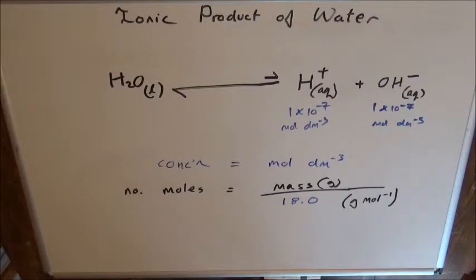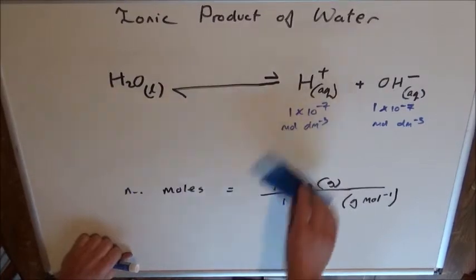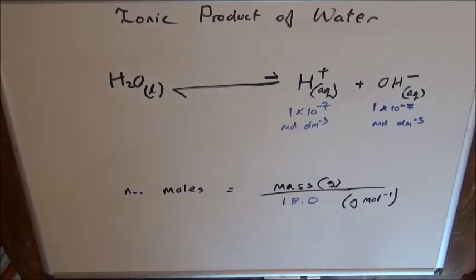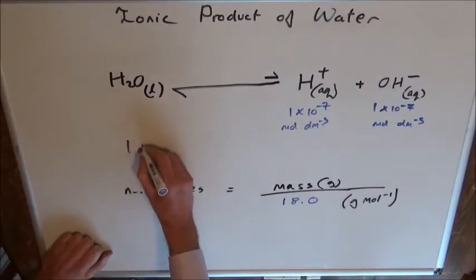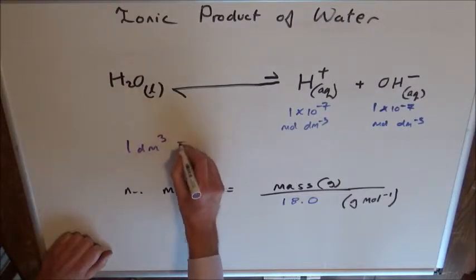Now, what is the mass then of a decimeter cubed of water? And then we just write that on the top. Well, that's quite straightforward. 1 decimeter cubed is the same as 1,000 centimeters cubed.